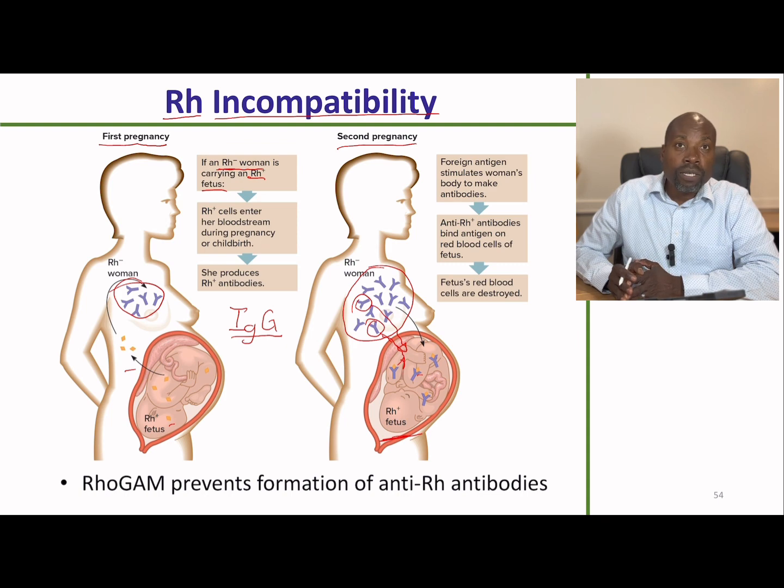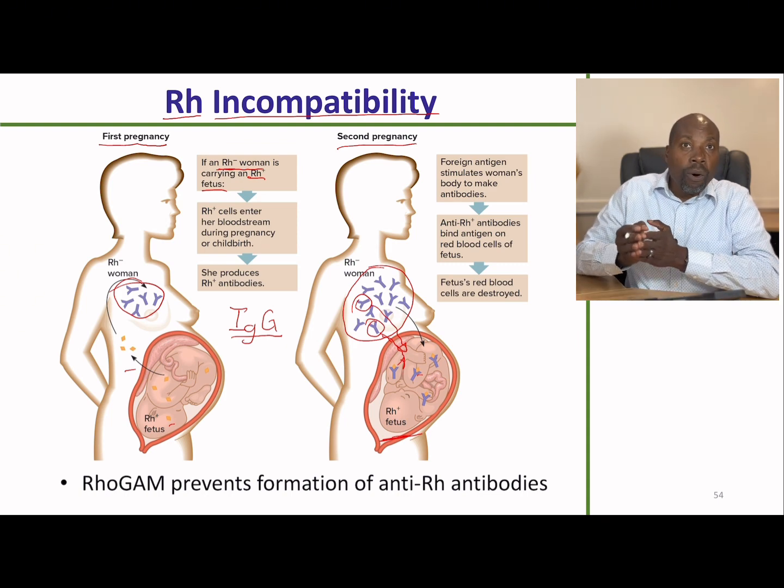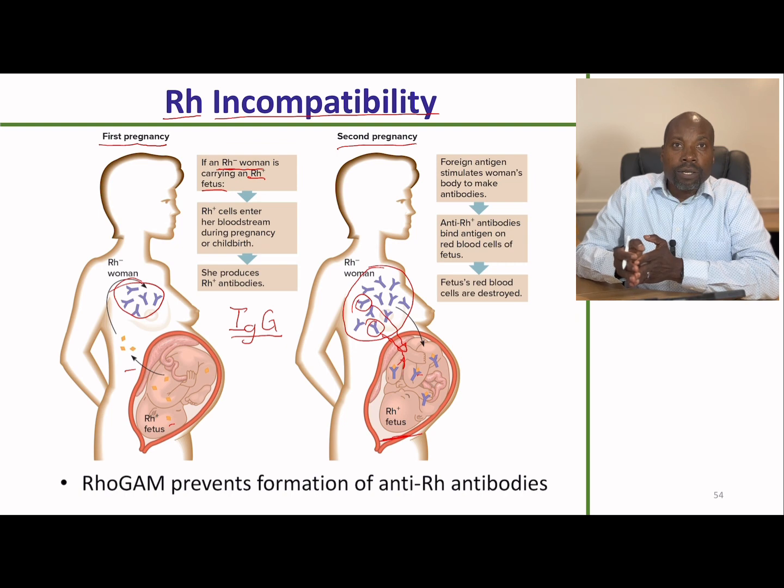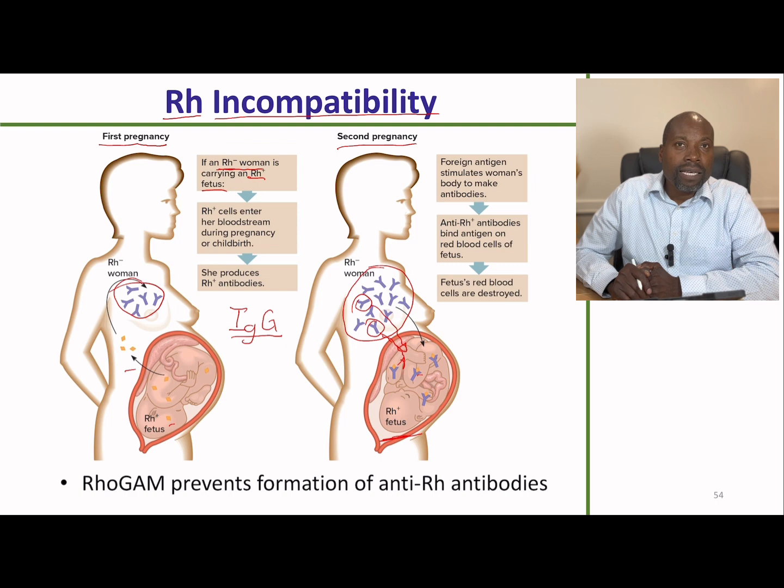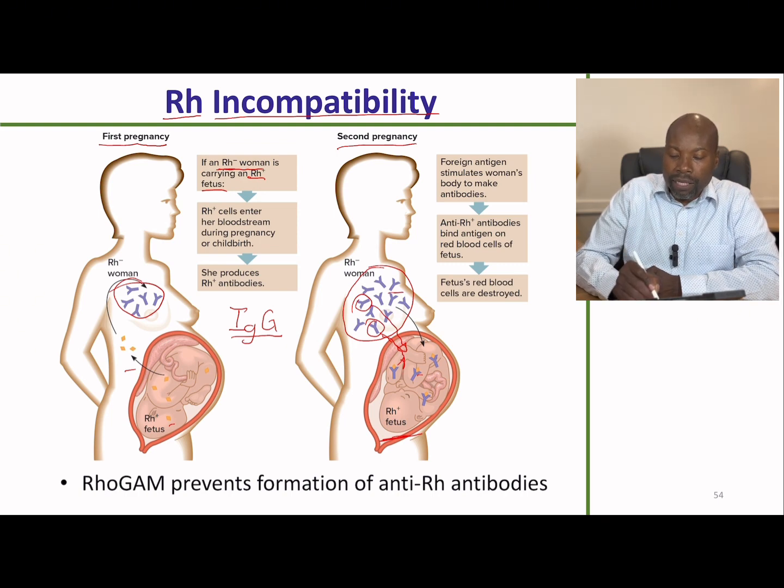Most of the time, though, the baby can be born underweight or underdeveloped. This is when the pregnancy is carried out to the end. But most of the time, the second pregnancy is not going to be carried to the end because of the severity of the attack of the antibodies on the red blood cells of the fetus.